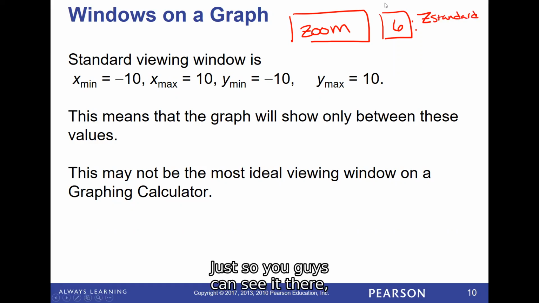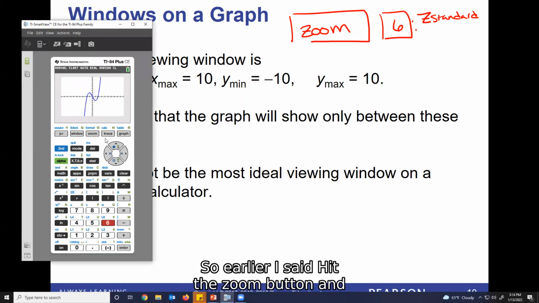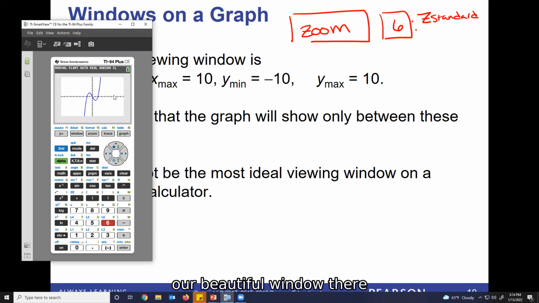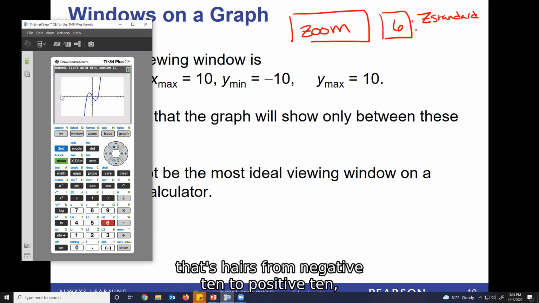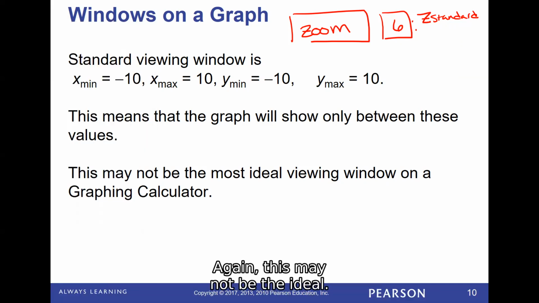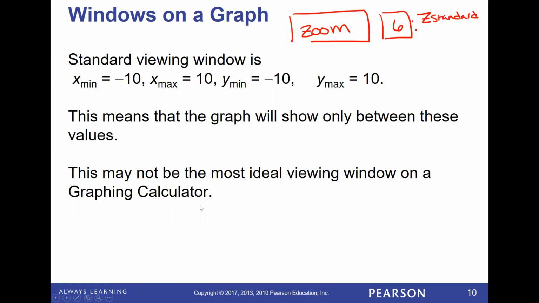Just so you guys can see it there, I'll bring up the calculator. So earlier I said hit the zoom button, and then number 6, and here it says Z standard. That is what we mean by our window here, from -10 to +10, both in the X and Y directions. Again, this may not be ideal, and so with that being said, we do sometimes have to play with it a little bit to determine what would be the best type of window that we might have, okay?